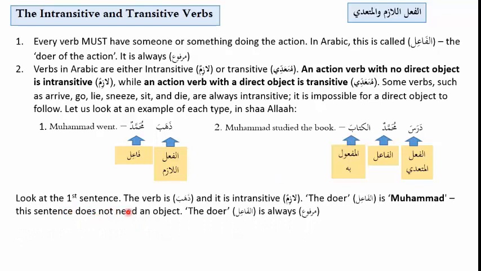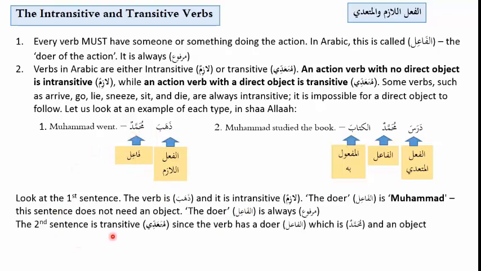Look at the first sentence. The verb is dhahaba. It is intransitive, lazim. The doer, the fa'il, is Muhammad, as we see here. The sentence does not need an object. It's a complete sentence as it is. The doer, al-fa'il, is always marfu'. So that's why we have dhahaba Muhammadun.